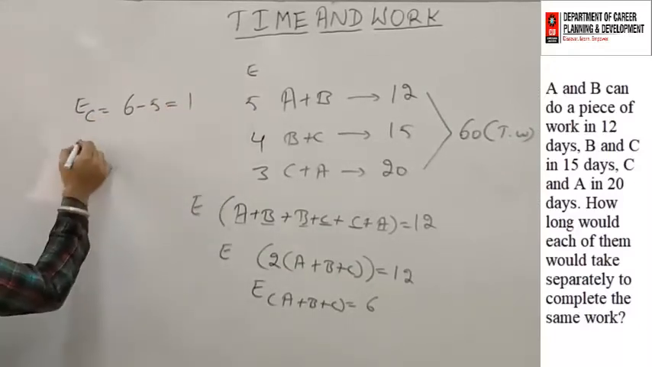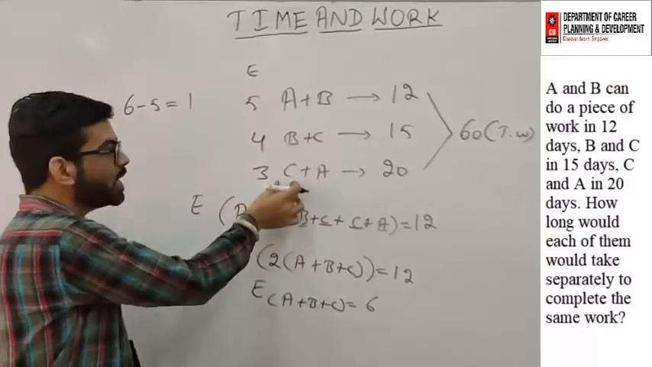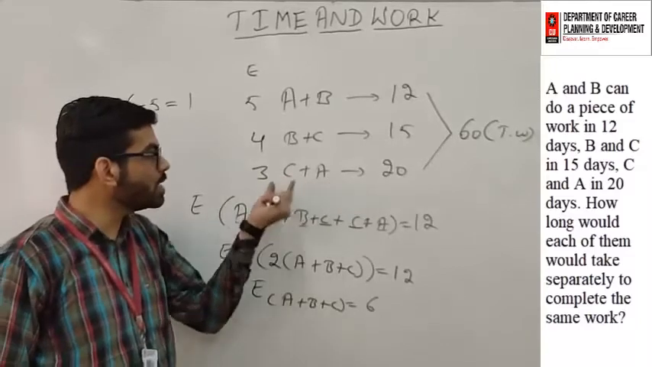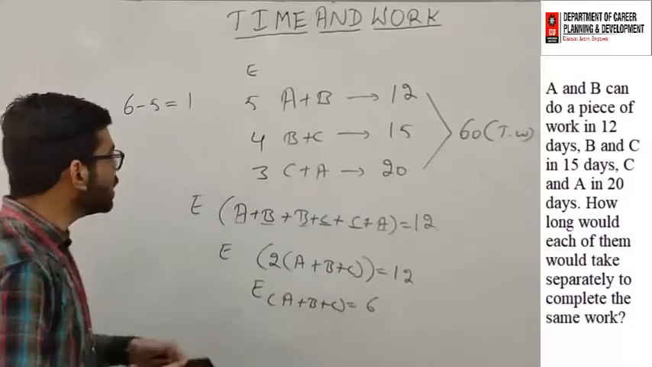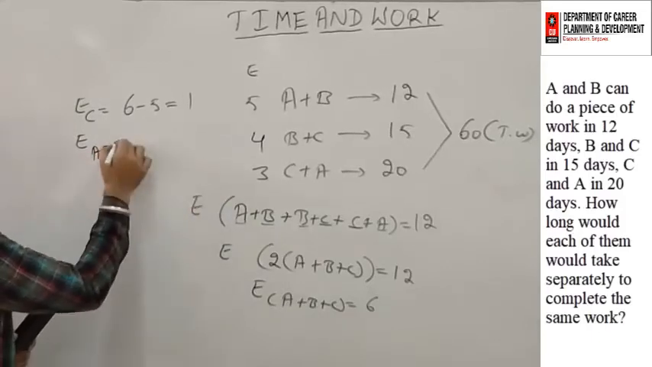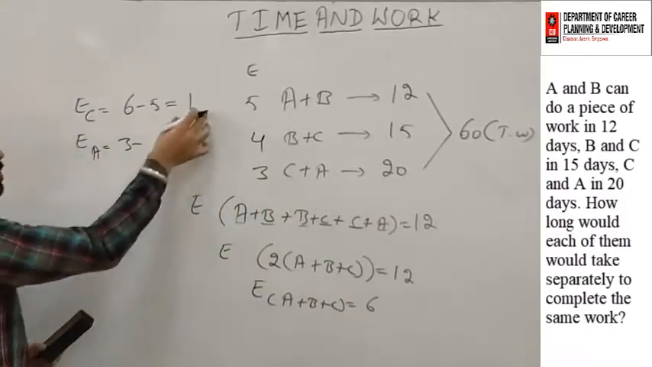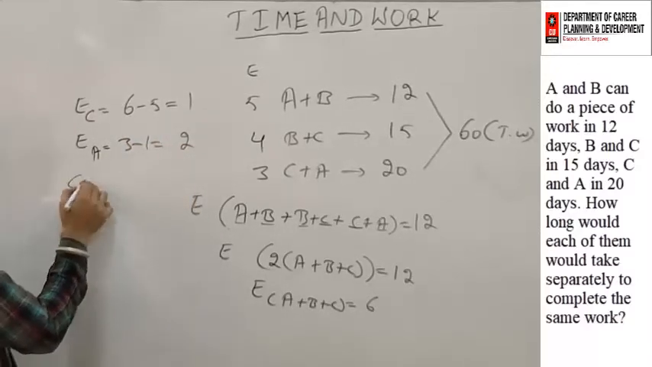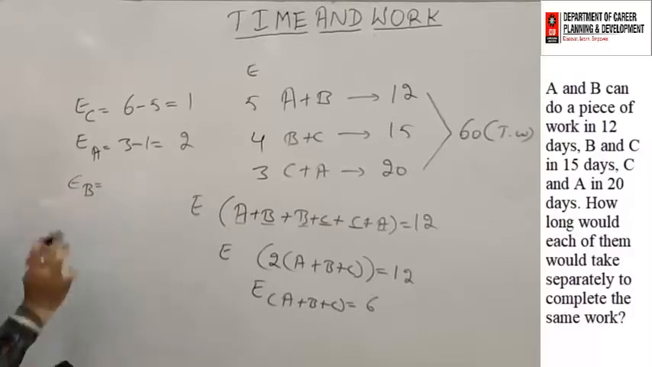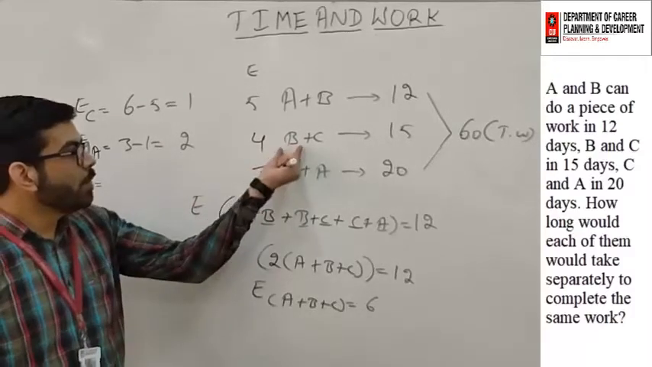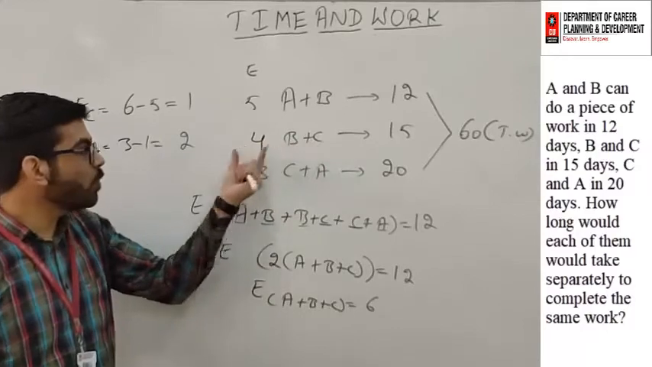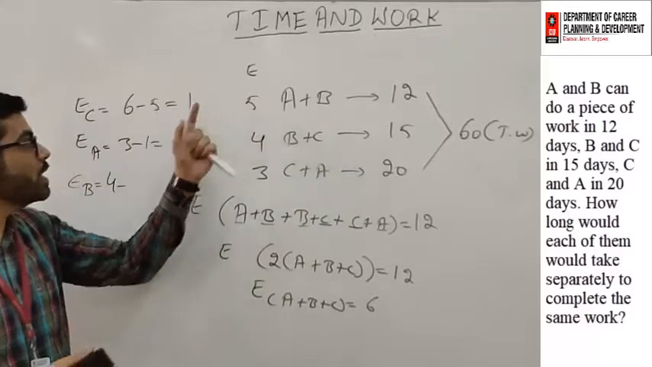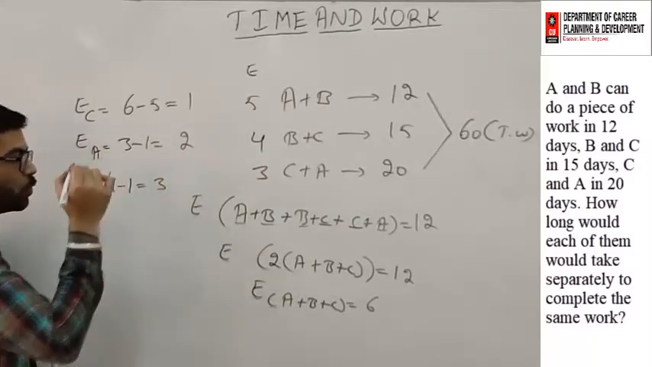In the same way, the efficiency of C I have calculated as 1, and the efficiency of C plus A is 3. So the efficiency of A comes out to be 3 minus the efficiency of C, which is 1. So the efficiency of A comes out to be 2. Move to the next part, the efficiency of B. From B plus C, the combined efficiency is 4. So you can write it as 4 minus the efficiency of C. The efficiency of C is 1. So its value comes out to be 3.